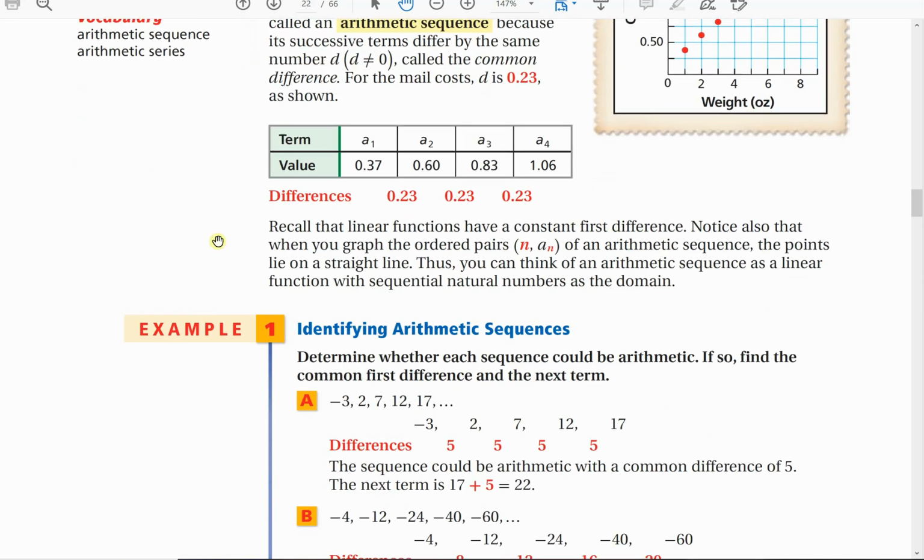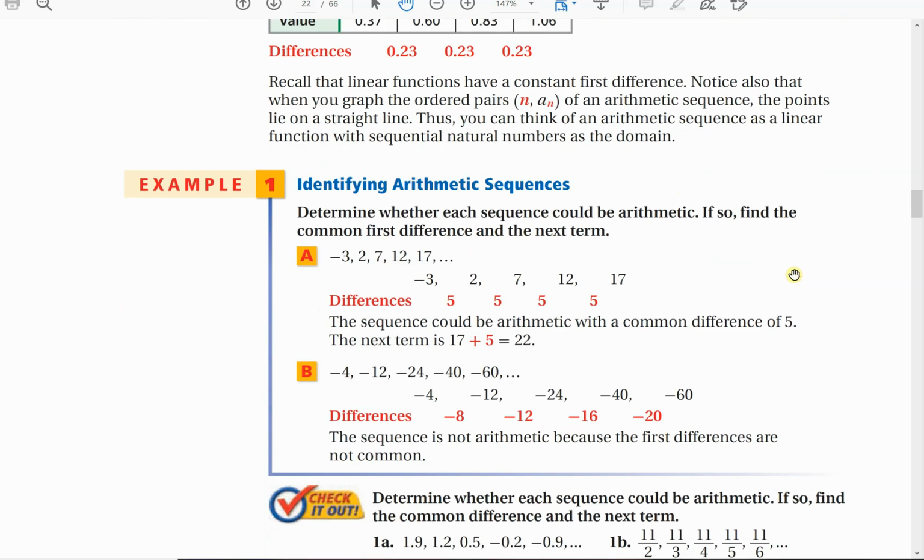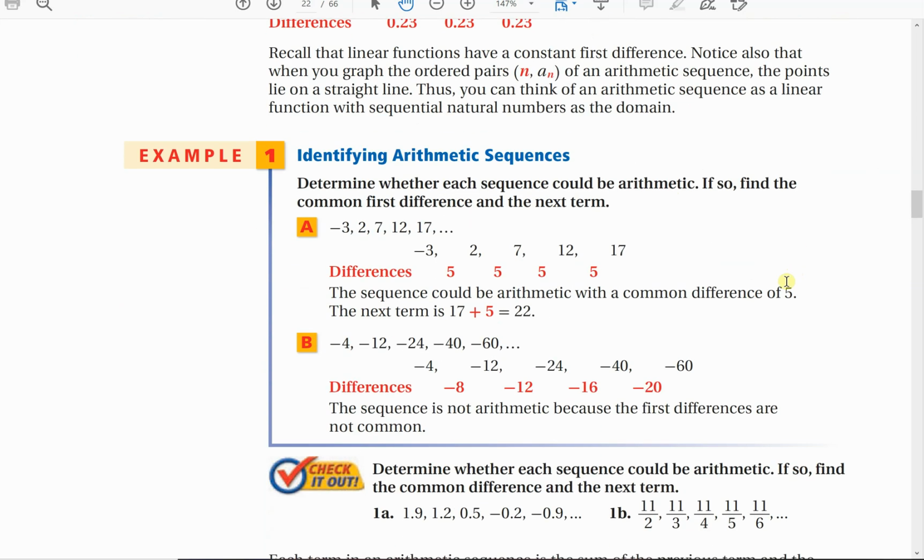Recall that linear functions have a constant first difference, and notice also when you graph ordered pairs n and a sub n of an arithmetic sequence, you would get points that would line up in a straight line. So you can think of an arithmetic sequence as a linear situation with sequential natural numbers as the domain. So how do we know we have an arithmetic sequence? We have to look at the common differences. And that's really quite simple. To determine whether each sequence is arithmetic, you basically look at the differences.